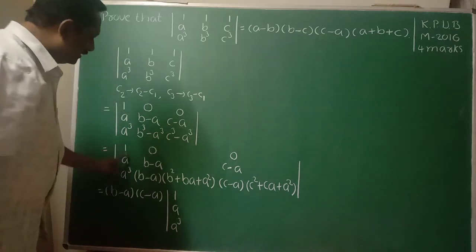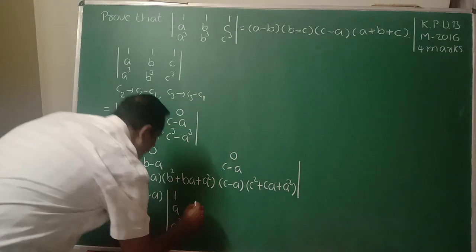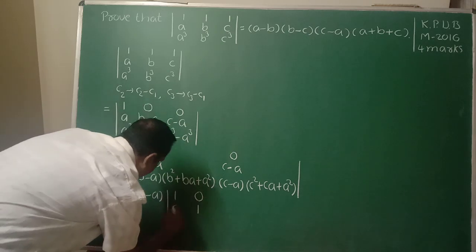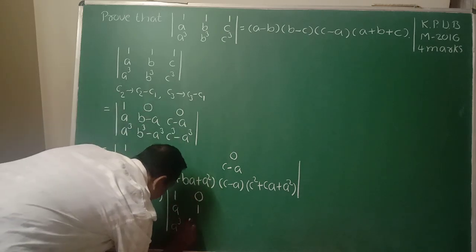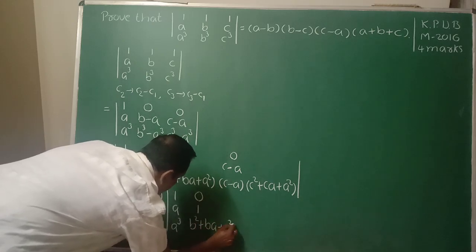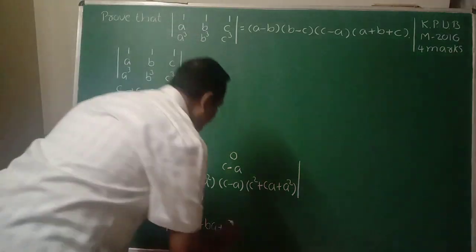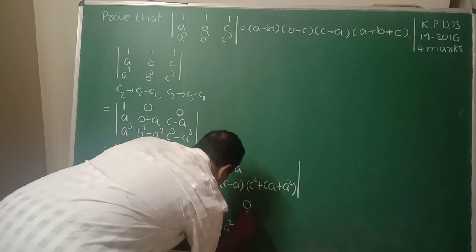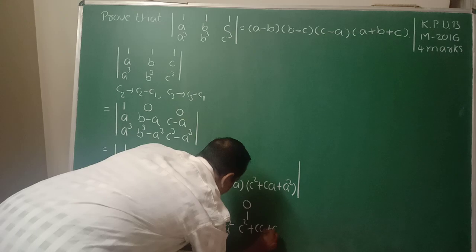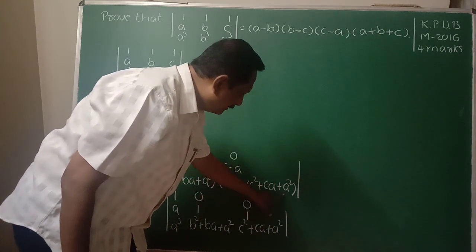First column elements are 1, a, a cube. In the second column we are taking b minus a common here, hence the remaining elements are 0, and here 1, and here the remaining term b square plus ba plus a square. And here c minus a is the common factor, so the remaining elements are 0, then 1, c square plus ca plus a square.